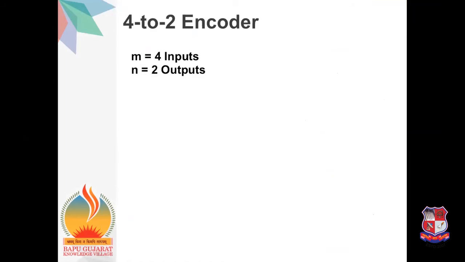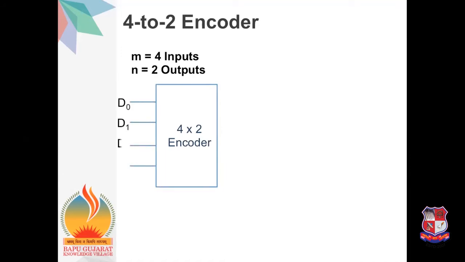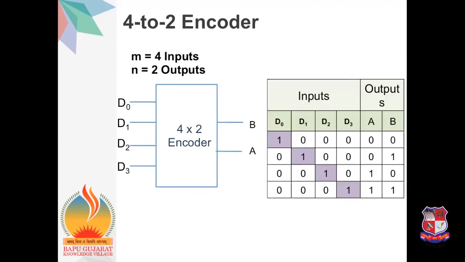Here M is the input, N is the output. So 4 inputs and 2 outputs. So it's also known as the 4 to 2 encoder. D0 to D3 are the 4 inputs, and A and B are the 2 outputs. The function table shows the 4 inputs D0, D1, D2 and D3 and the 2 outputs A and B. Based on the value of the input, the output gives the corresponding value.